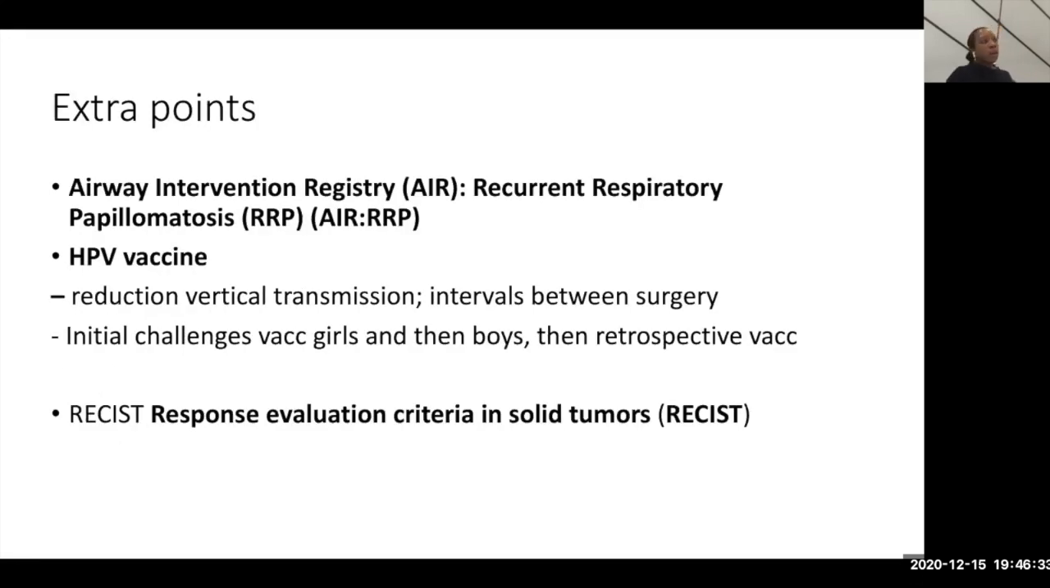Now, if you're doing really brilliantly in your Viva, there are a couple of things that could earn you some extra points. The key thing is to understand the HPV vaccine and that there were initial challenges, and Mr. Jonas has alluded to this, about just vaccinating girls. Finally, after a lot of campaigning, they decided to vaccinate boys. Then there was a push to retrospectively vaccinate boys, and I think Mr. Jonas will probably tell you a little more about that.